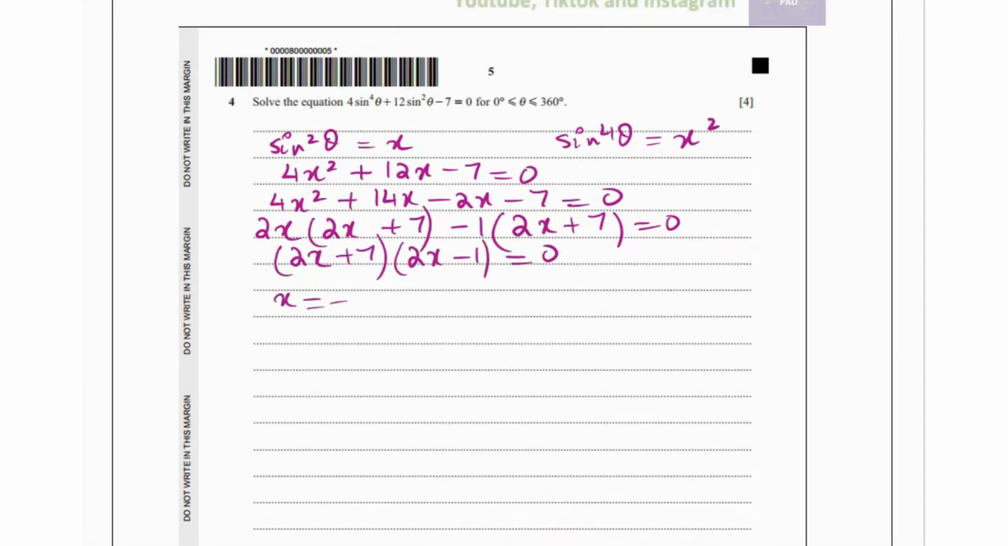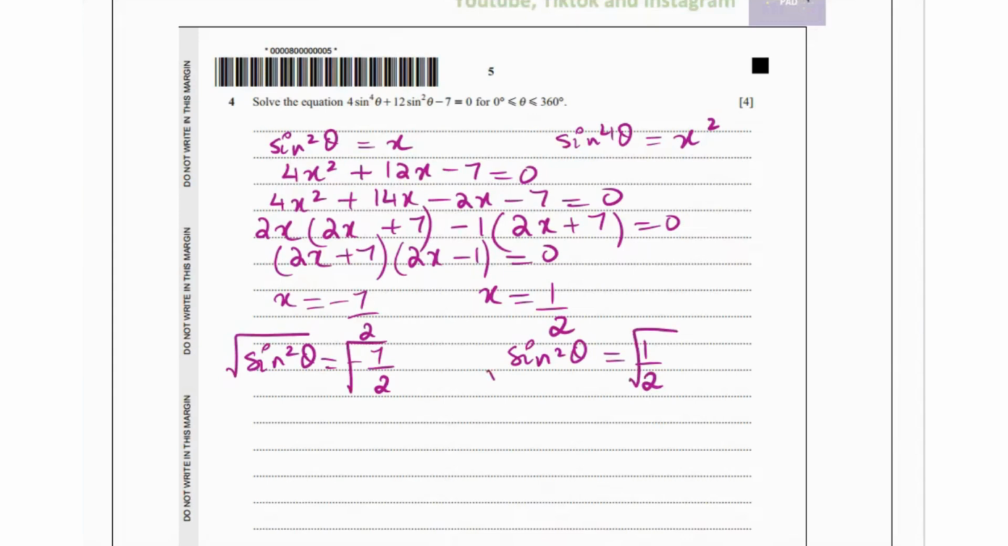So x is going to be equal to negative 7 over 2 and x is going to equal 1 over 2. Which means sine square theta equals negative 7 over 2 and sine square theta is equal to 1 over 2. Take the square root on both sides. We know that we can't take the square root of a negative number, so this is not applicable. Sine theta is equal to plus minus root of 1 over 2.